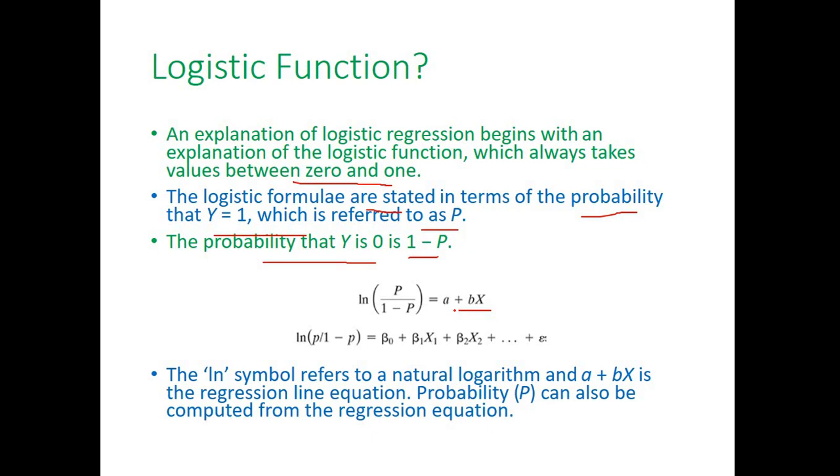If you have multiple parameters, then you can extend this linear regression into a multiple regression expression like b0 plus b1x1 plus b2x2 up to bnxn plus an error term. Here ln represents the natural logarithm, a plus bx represents the regression line, and p represents the probability that is to be computed from the regression equation.